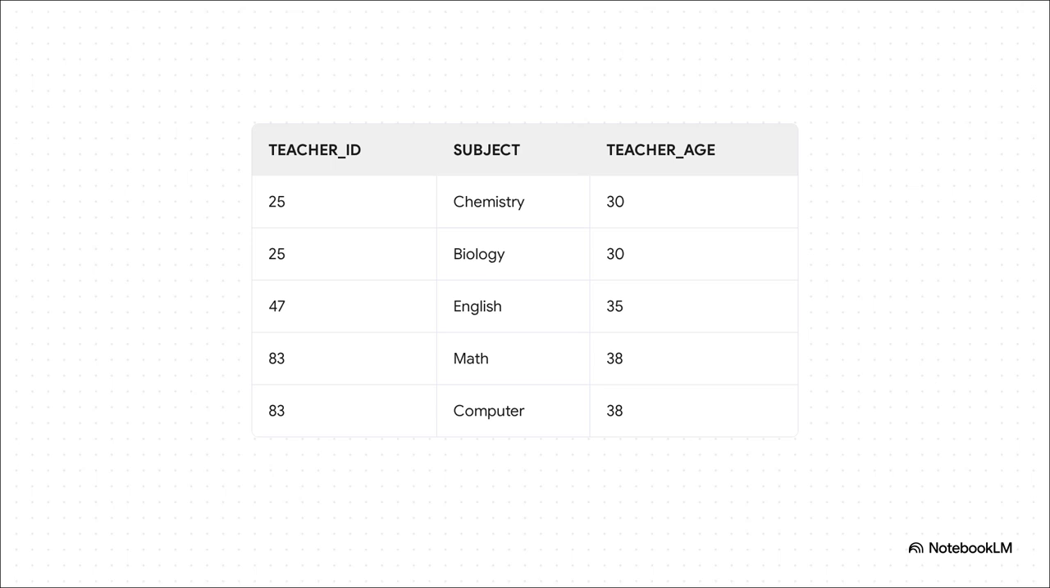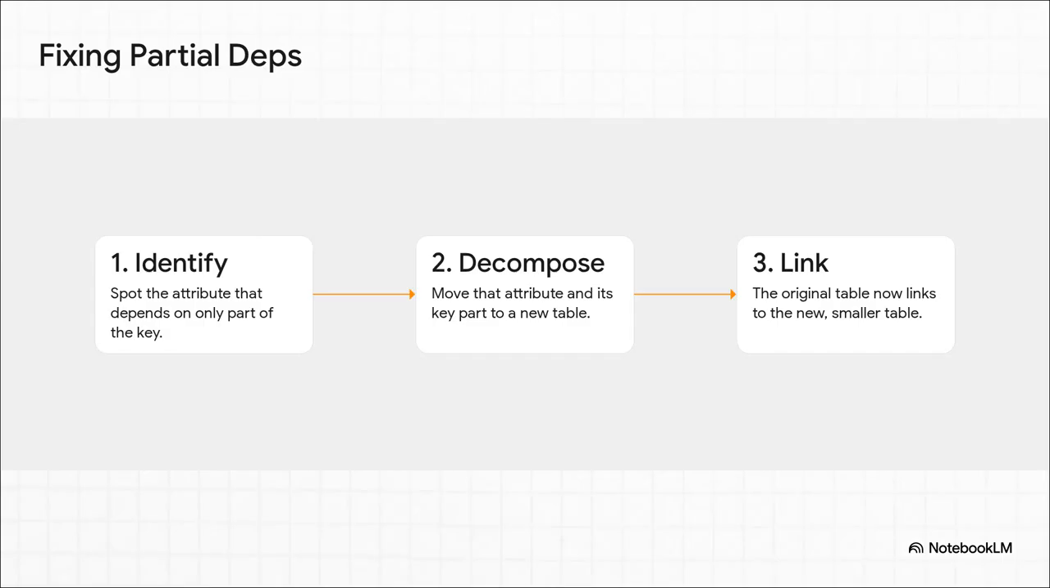No, of course not. It only depends on their ID. That right there is a partial dependency, and it's what's causing the age 30 to be repeated for no good reason. Fixing this is actually a really clear three-step recipe.